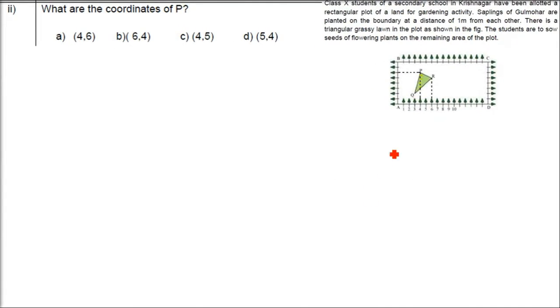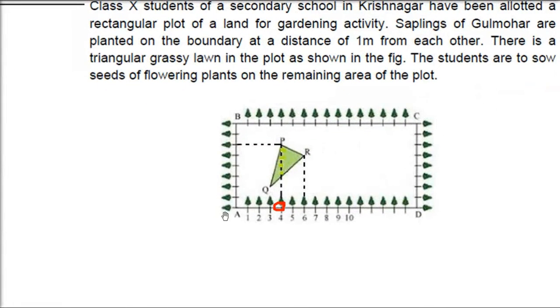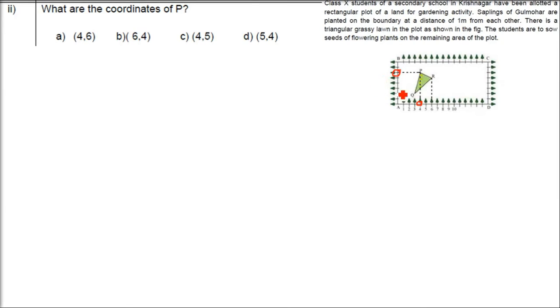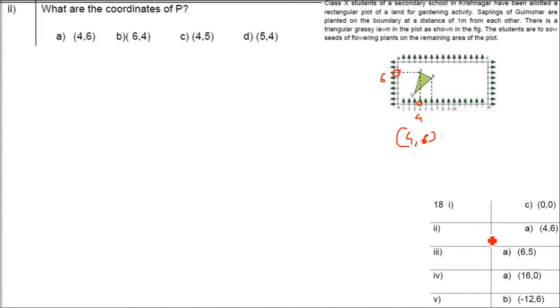Now coming to the Y. So let us go to P now. Now just count the number of these trees. 1, 2, 3, 4, 5, 6. So 6. So 4 comma 6 is what we see here. X is 4 in the right direction, 6 is in the upward direction. So 4 comma 6, A is the correct answer.